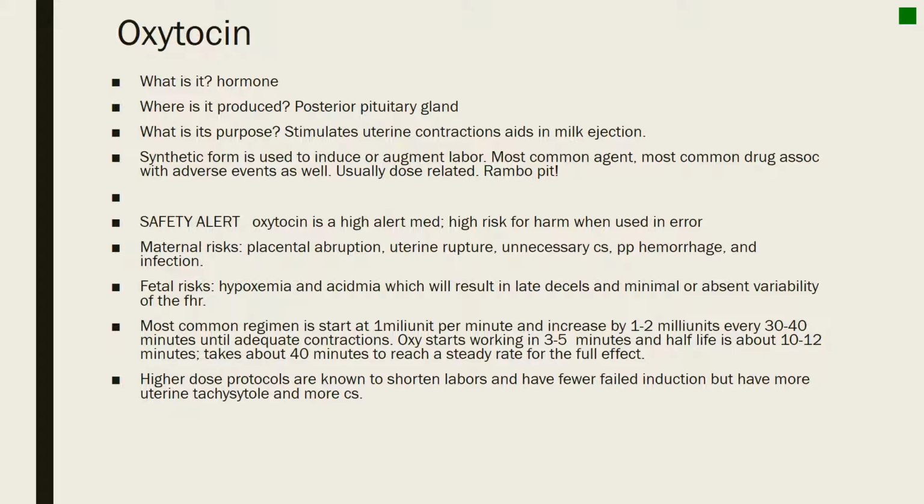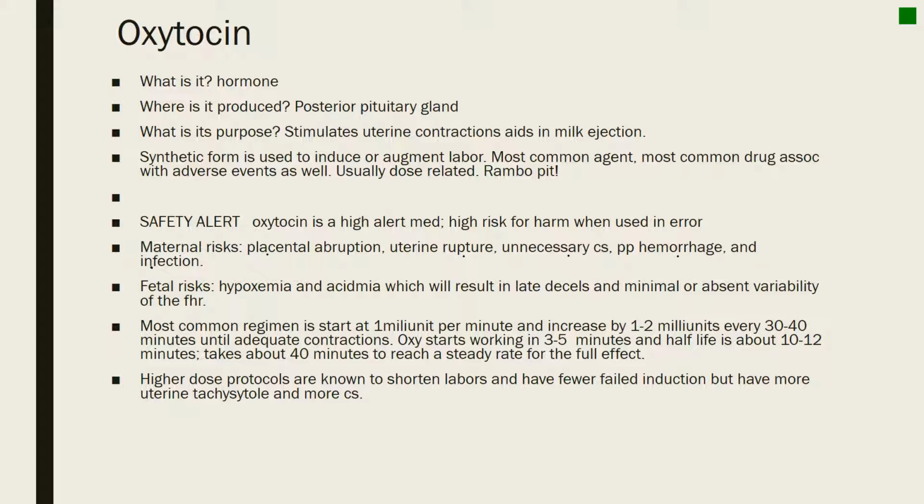We do Rambo pit, right? We double it every 20 minutes as often as we can, just as quickly as we can. We're not supposed to, but sometimes we do that. Safety alert, it's a high alert med. There's high risk for harm when used in error. The maternal risks: placental abruption, uterine rupture, an unnecessary C-section, postpartum hemorrhage, and infection.